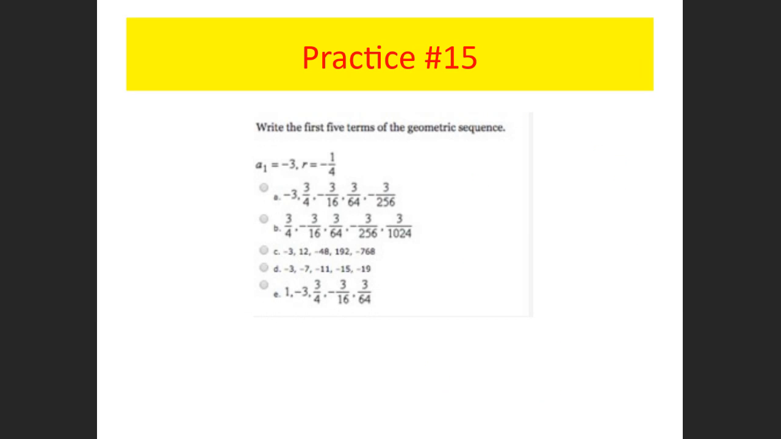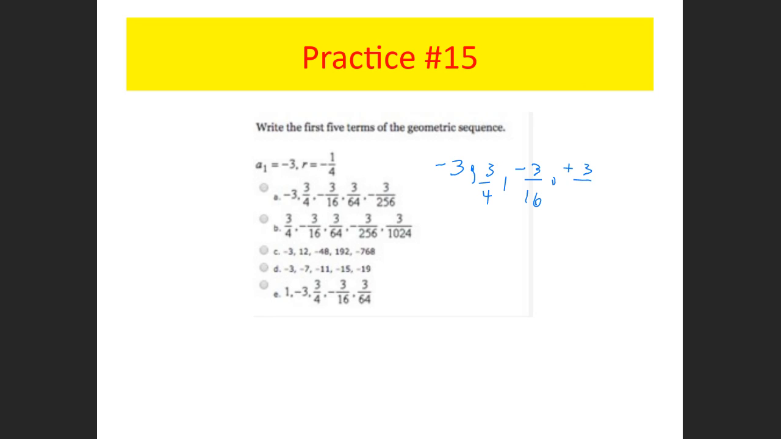Write the first 5 terms of the geometric sequence. Okay, so it gives me the first term is -3. Tells me my r value is -1/4. So all I have to do is multiply this by -1/4. So that's going to be +3/4. That's my second term. My third term is going to be multiplied by -1/4. So that's going to be -3/16. Then it's going to be +3.